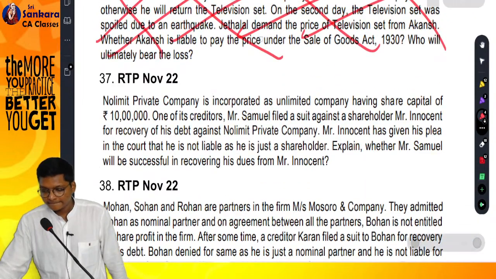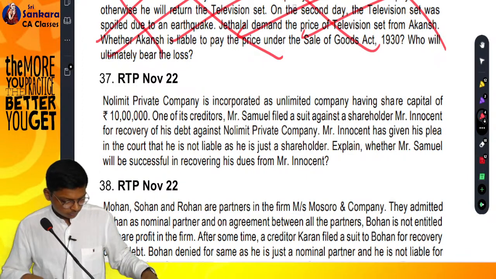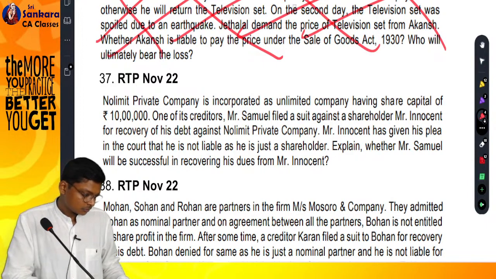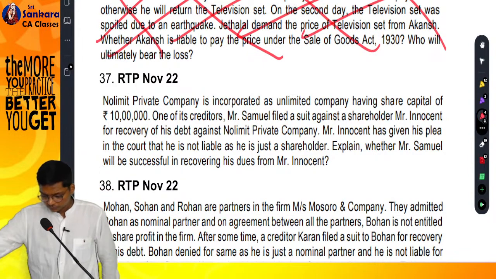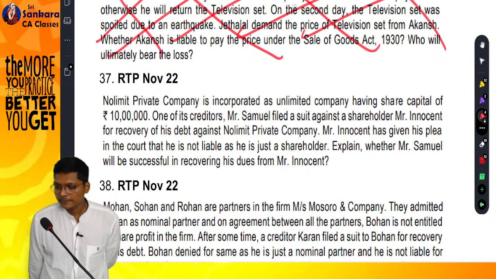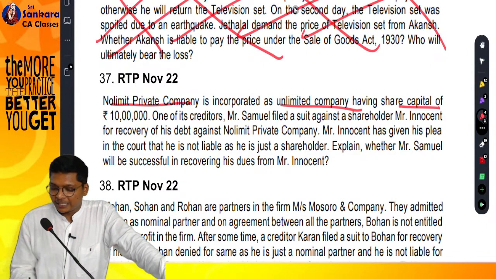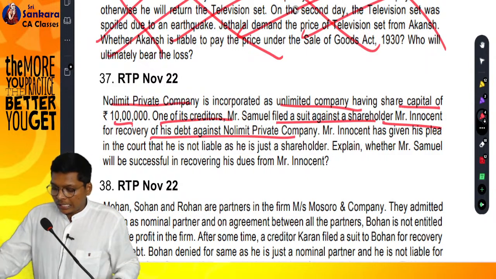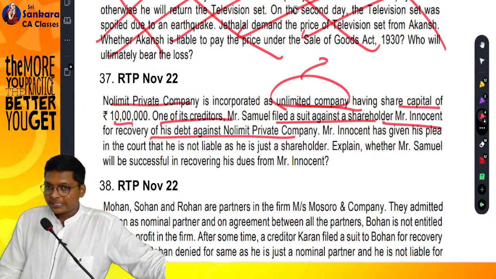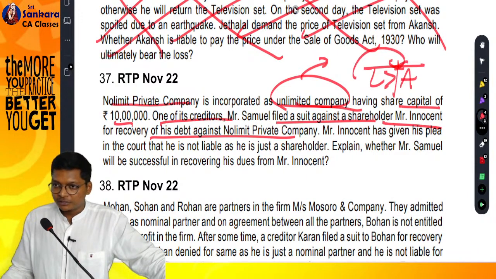Go ahead. So what is happening here? No Limit Private is an unlimited company having share capital of 10 lakhs. One of the creditors filed a suit against a shareholder to pay the debt. A company has limited liability only. Unlimited liability means the liability is unlimited. When the company is closing down, winding up, in my balance sheet, if liability is more than assets, that time the shareholder will pay the difference. Not for the day-to-day course.